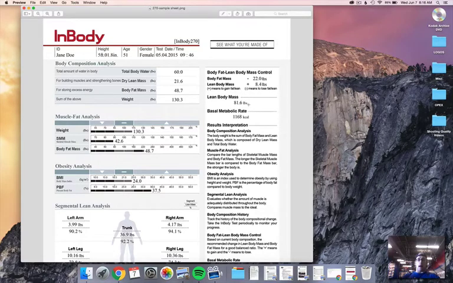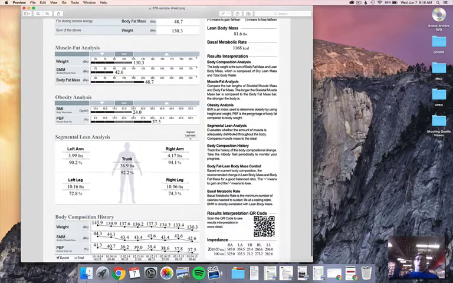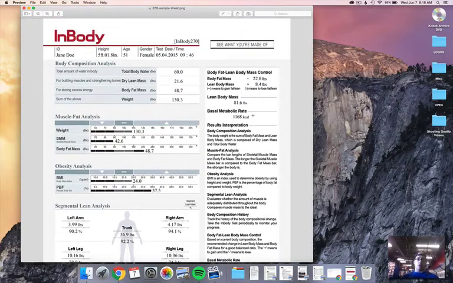There's her lean body mass. That includes muscle and other tissue, not just muscle. And then the basal metabolic rate right there. That's her metabolism when she's not doing anything at all during the day. No exercise, anything. So a lot of different things to look at, a lot of information to use.